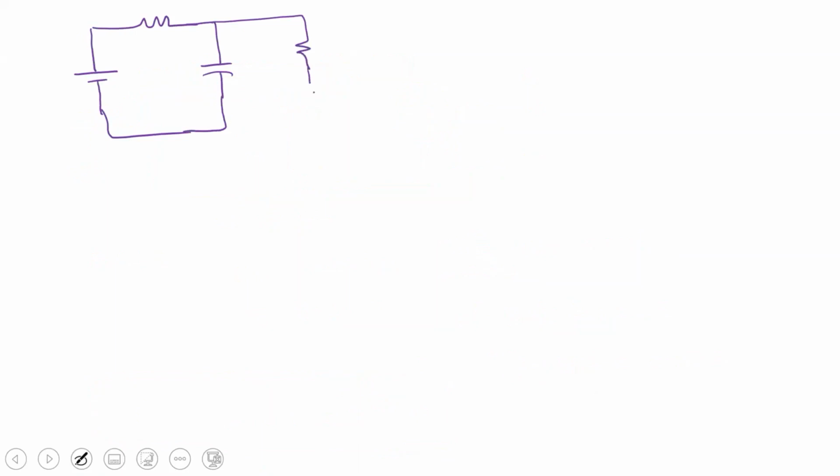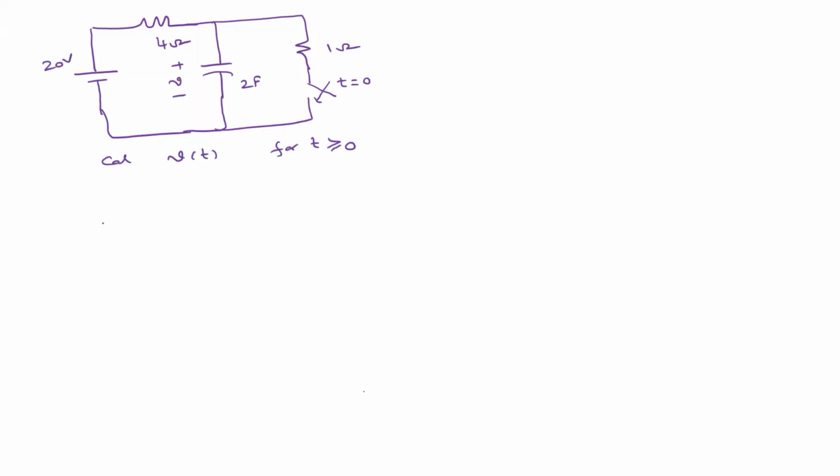So try solving these problems. Calculate v of t for t greater than or equal to 0. There is another one.